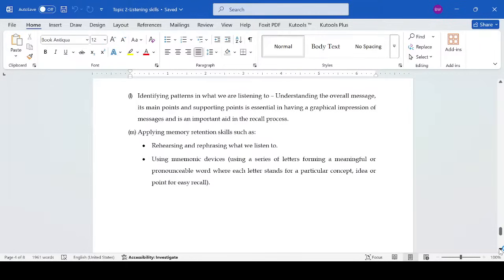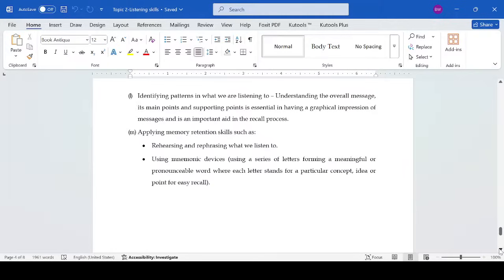Then lastly, we are saying to be able to listen effectively, apply memory retention skills. One of them is rehearsing. Can you rehearse what was said to you? Can you rephrase it? To rephrase is to put information in your own words. Information which you had, you now put it in your own words. You can only put it in your own words because you have understood. If you have not understood, you cannot rephrase information. So rephrase information, and that will help you to have retention.